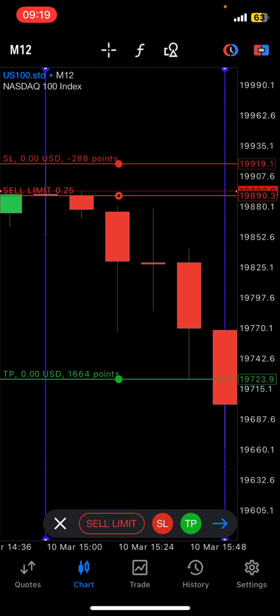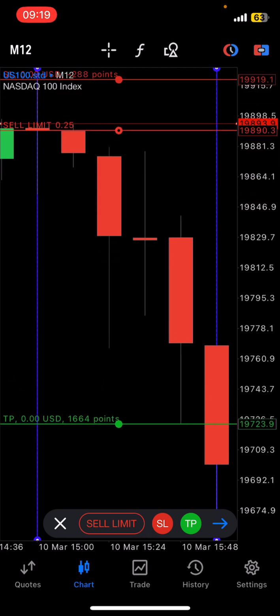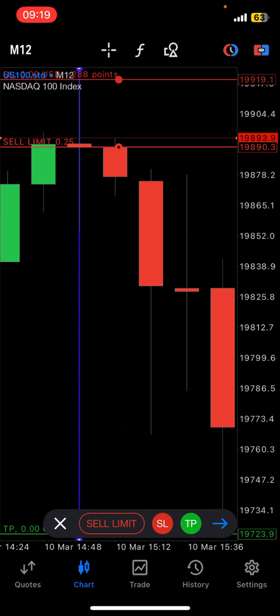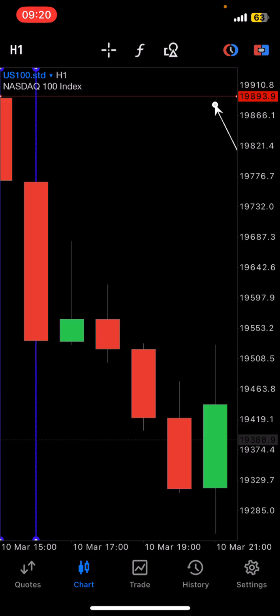And it gave us 1,664 points. Don't tell me that ain't real money right there. That's real money right there. You see? It's the way that the strategy is. Sometimes it gives you more, sometimes it gives you less. Depends on how much you want, on how much the market is going to move. So that's another win. I'm going to the next candlestick.